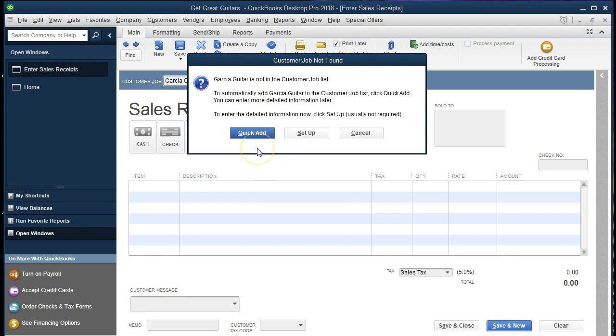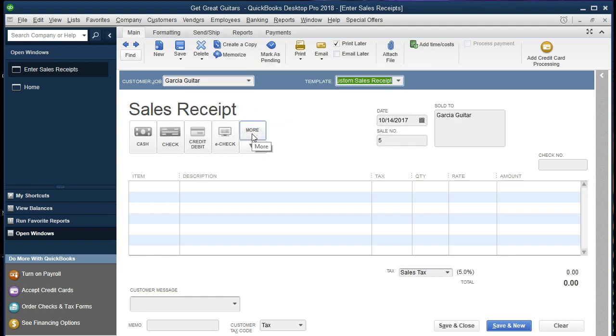We're going to add it with the quick add feature rather than the setup, meaning we are not going to put the address and the phone number and the contact information, which we would probably want to do if it was a customer that we wanted to get repeat business from. But for purposes of the sales receipt, we just need the name here, and that's what we're going to be working with at this time. We're going to keep the template we are using. We're going to say that it was a check that we received.